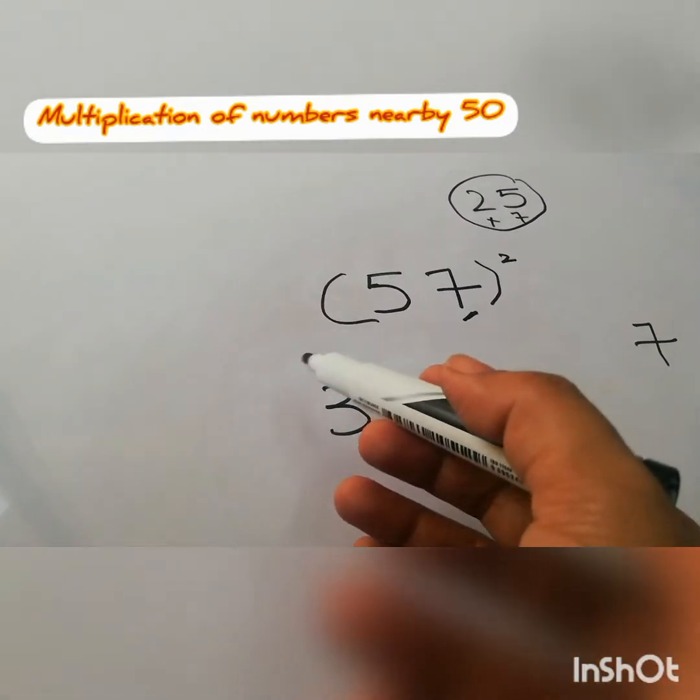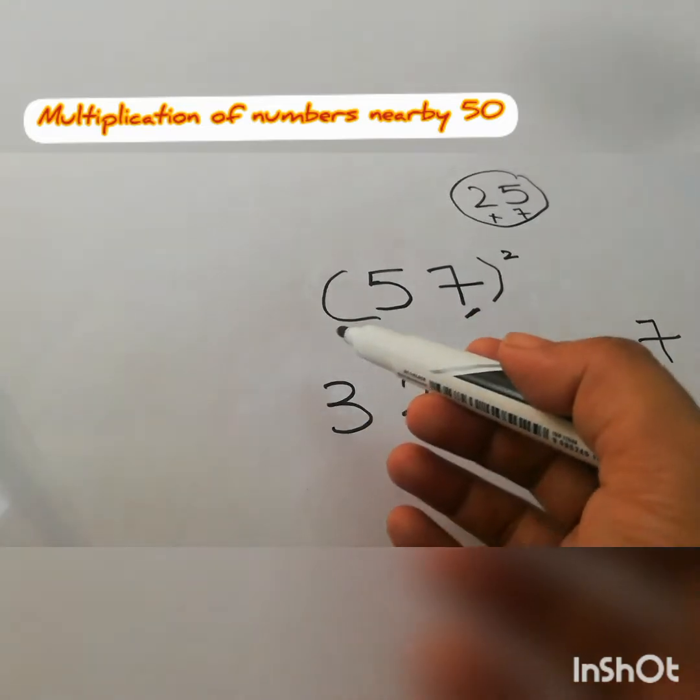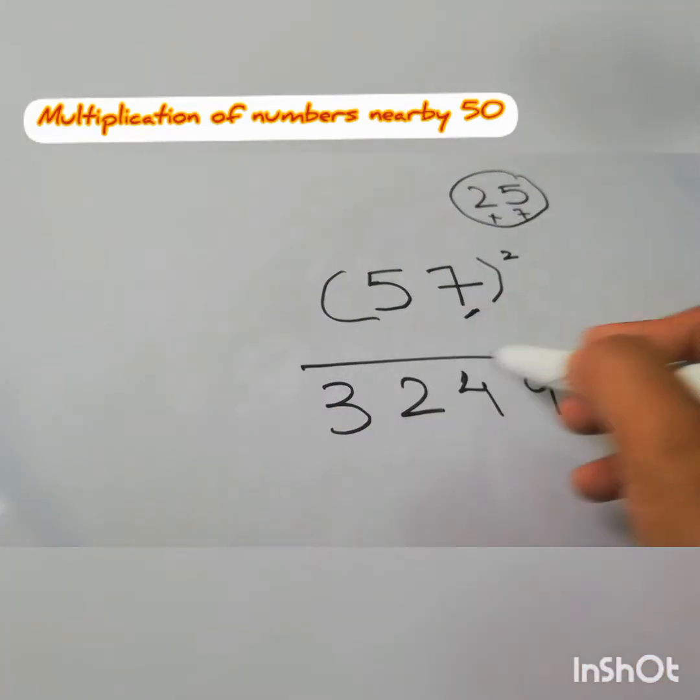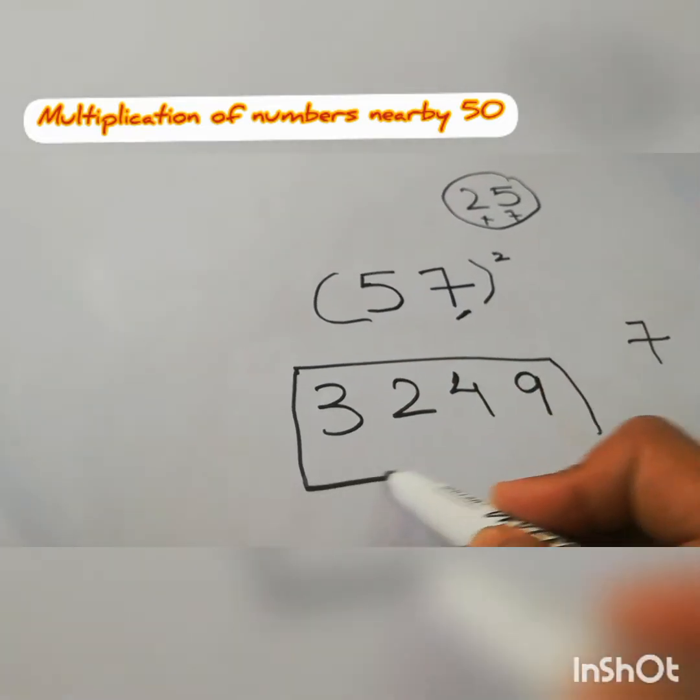So in this way I get the answer of square of 57 with this simple and very short trick.